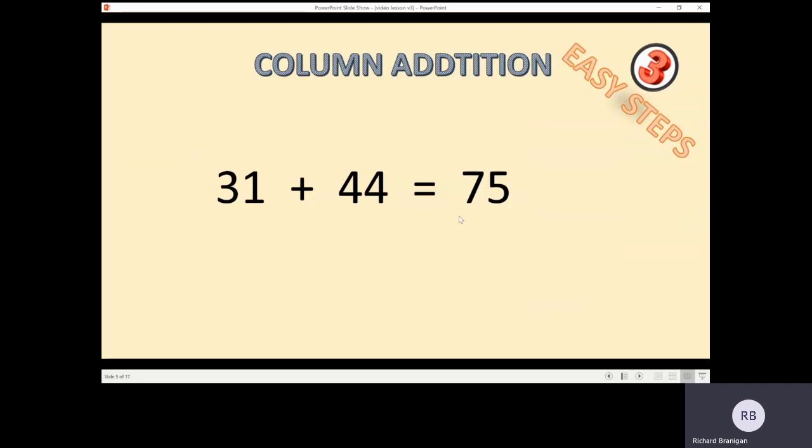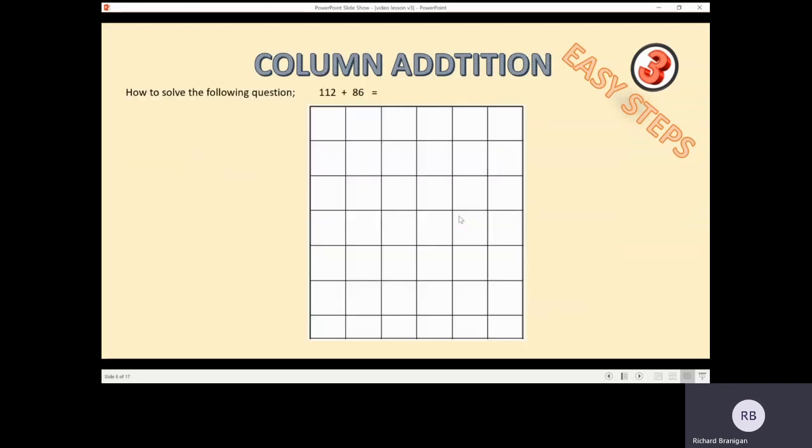Okay, so next we're going to move on to when you have problems which involve numbers with different sizes. So how to solve the problem 112 add 86. So you can see 112 is a 3-digit number and 86 is a 2-digit number. So this is where step 2 is really important, and you need to line the numbers up in the correct place value columns. So let's have a go.